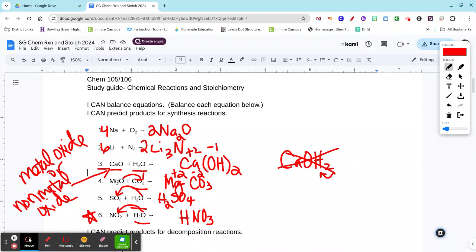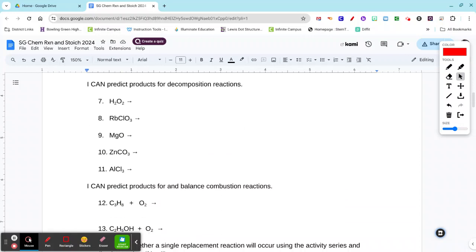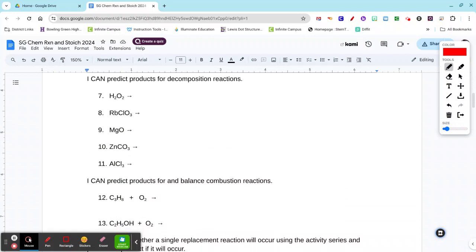And now let's talk about decomposition reactions. All right, so let's go on to decomposition. Again, some memorization here is needed. The first one, hydrogen peroxide, you have to memorize that that breaks down to water and O2 oxygen every time. And then to balance it, you need a 2 and a 2. That's just something to memorize about decomposition.